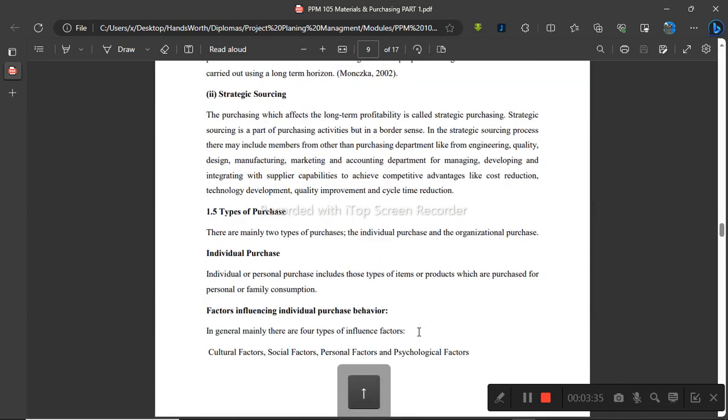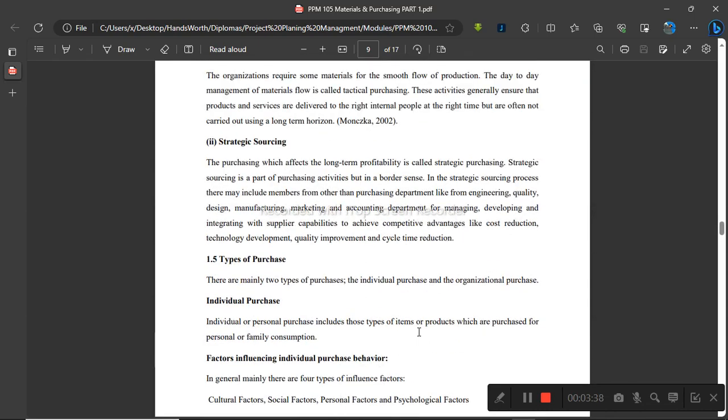The second: the purchasing which affects the long-term profitability is called strategic purchasing. Strategic sourcing is a part of purchasing activity, but in a broader sense. The strategic sourcing process may include members from other than the purchasing department, like engineering, quality, design, manufacturing, marketing, and accounting departments, for managing, developing, and integrating with supplier capabilities to achieve competitive advantage like cost reduction, technology development, quality improvement, and cycle time reduction.